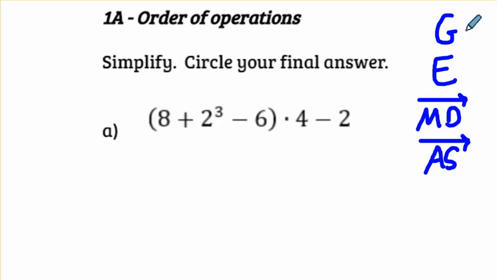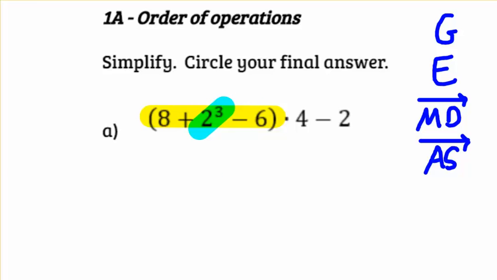We look for grouping in this problem here, and we see this set of parentheses. So that means we are going to focus on whatever is inside those parentheses. And we've got several things going on. We have addition, we have an exponent, and we have subtraction. So what would come next? Well, we look at our order of operations. Exponents are going to come next. So that is right here.